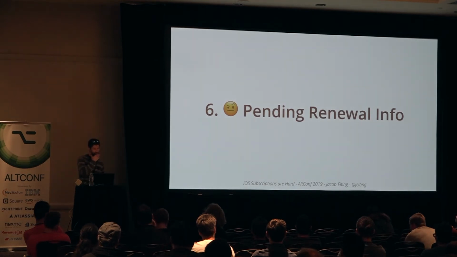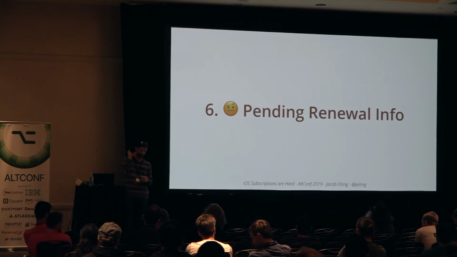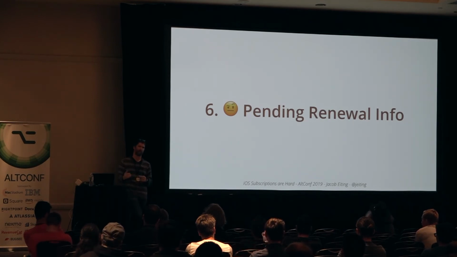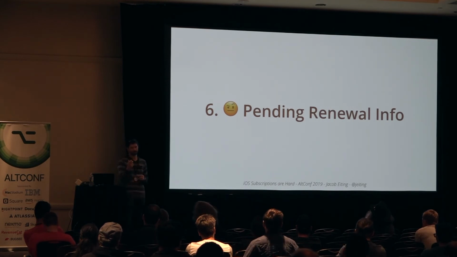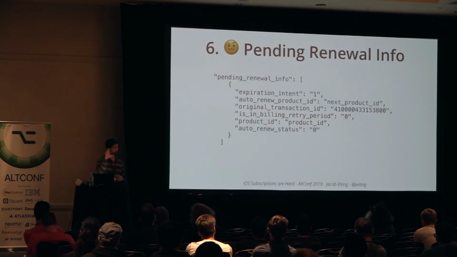Pending renewal info. Okay, this is where it starts to get kind of fun. So transactions in the receipt, there's two big sections that really matter. There's transactions, which are things that have happened, money that has transacted or been canceled. The other big section is this section called pending renewal info. And it's this little unassuming looking JSON blob that actually contains a lot of really interesting stuff.